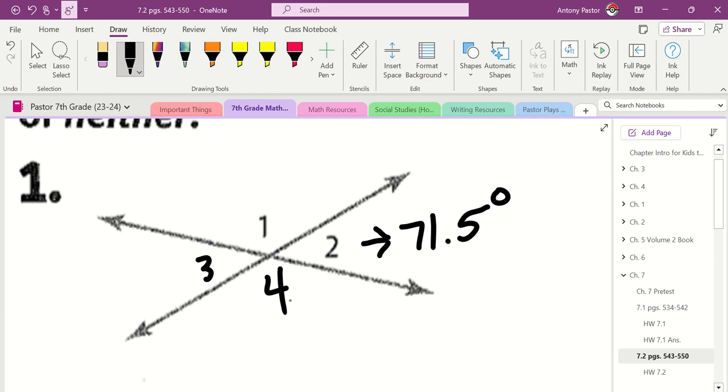If angles 3 and 4 are supplementary, what does that mean? Who can raise their hand? Not the 2 groups I talked to. Who can raise your hand and tell me what that should mean? Dissect the information I gave you. Angles 3 and 4 are supplementary. Jaden.